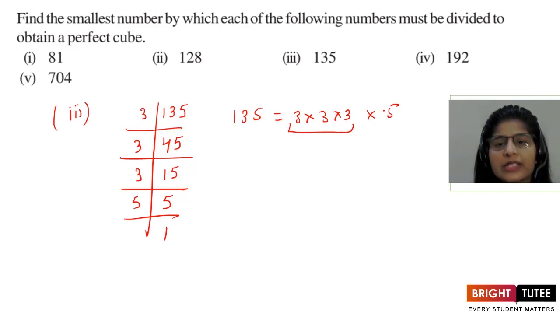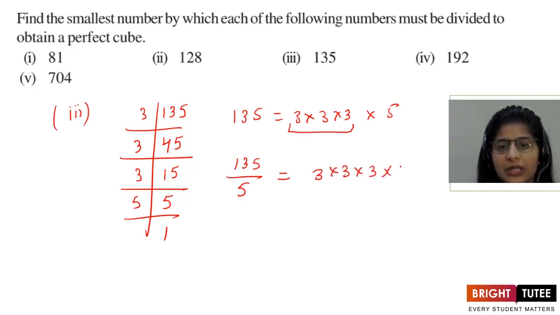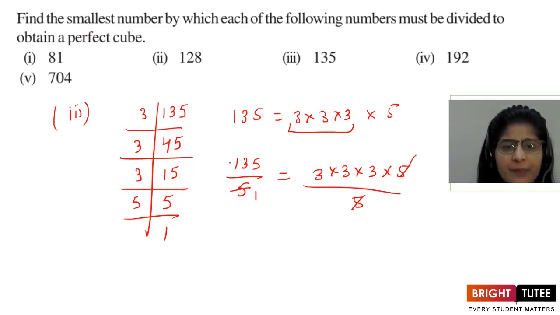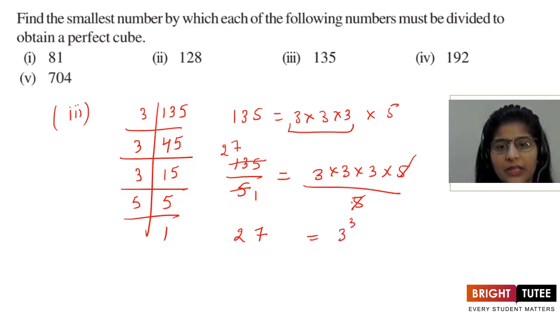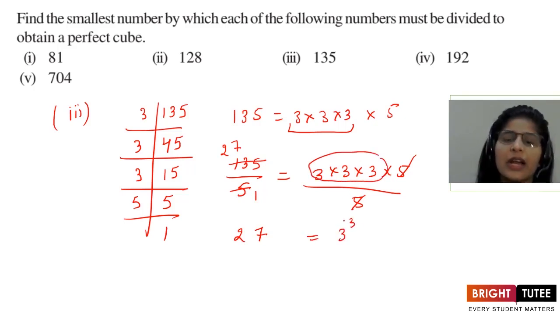Forming the triplet, what is the extra number left now? 5. So we will divide both the sides with 5, so that we are left with only 3 cross 3 cross 3. Right? So 5 and 5 got cancelled. Here, if we divide 135 with 5, 5 2s are 10, 3 is left, 5 7s are 35. We are left here with 27, and here 3 to the power 3. This is what we are left with.